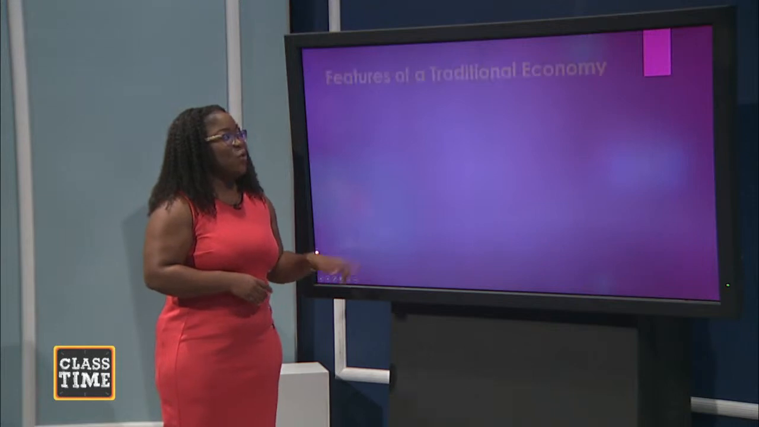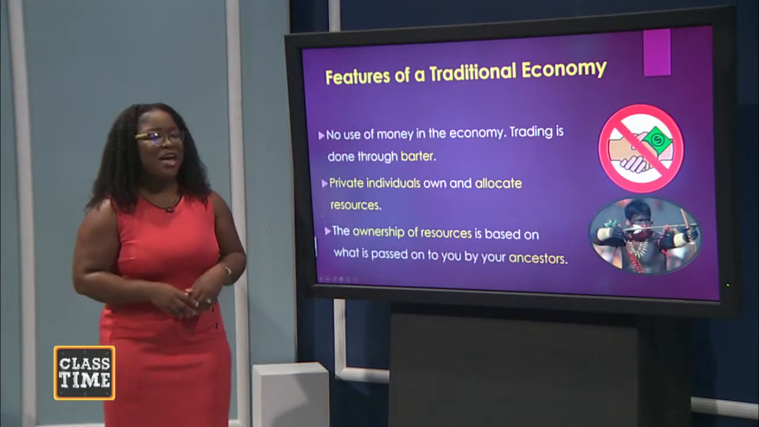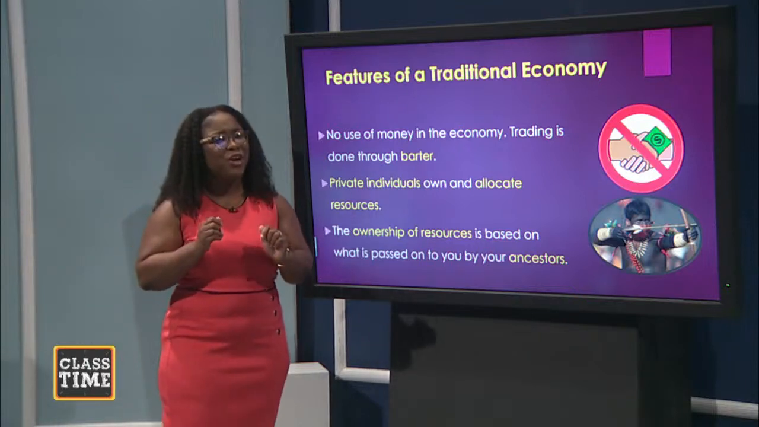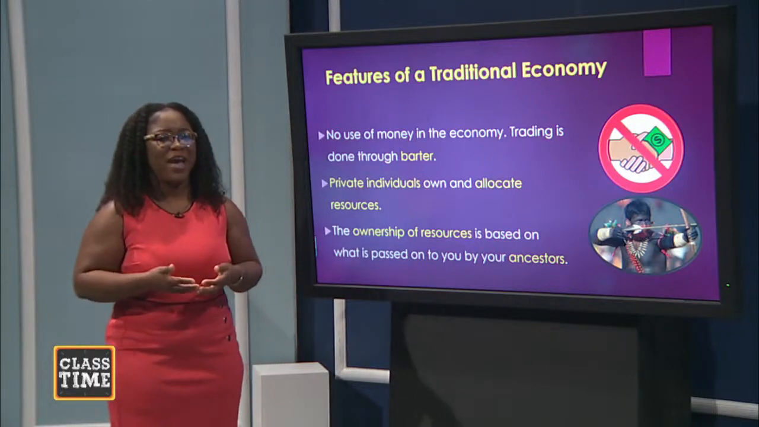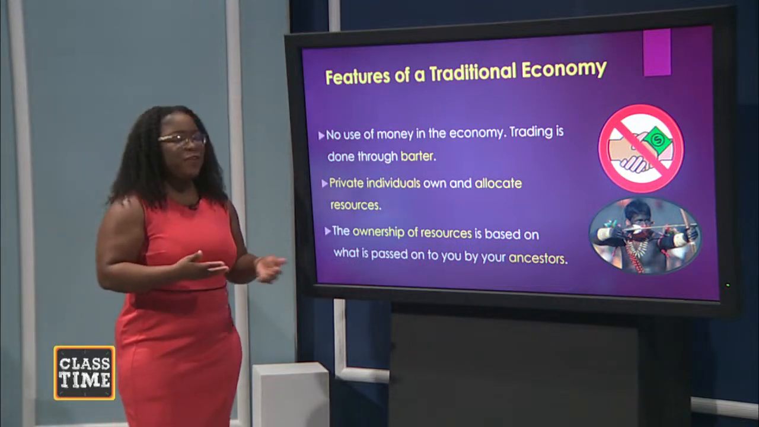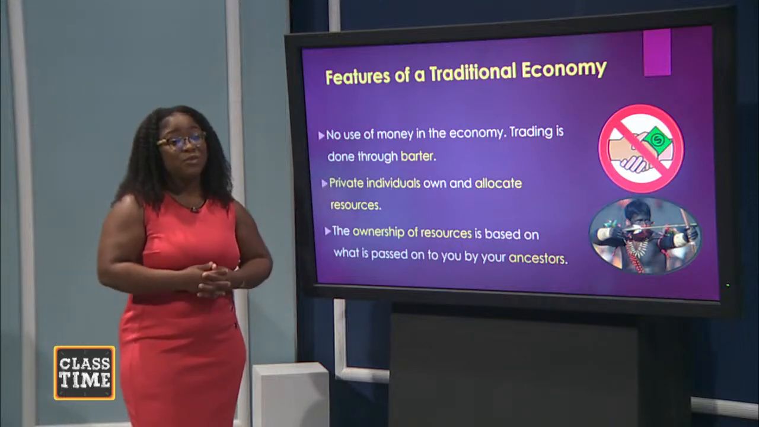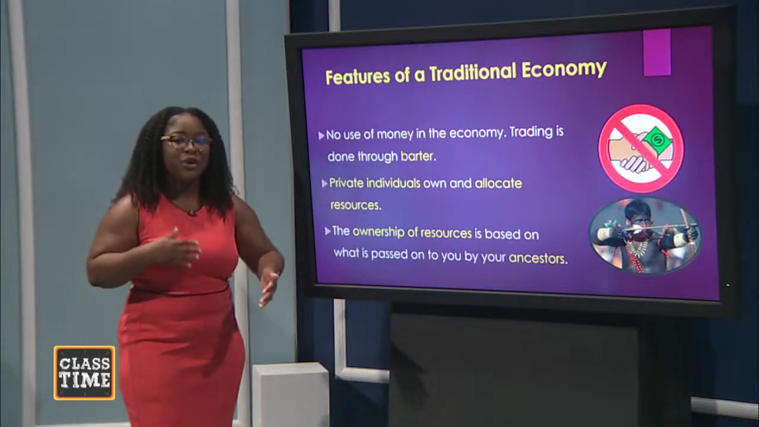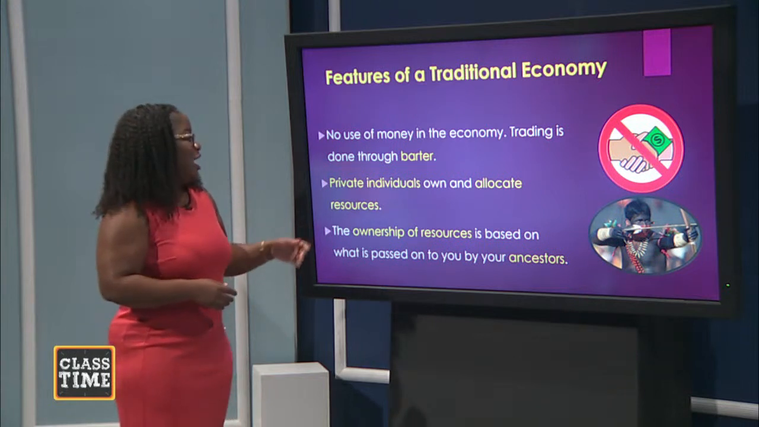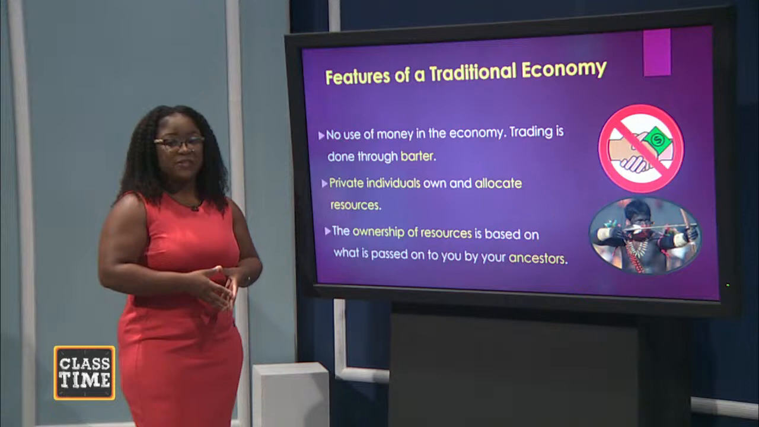Okay, let us now look at some features of the traditional economy so that just in case we hear a little description of this economy, we can identify that, yes, this is a traditional economy. So first and foremost, we said that they do not use money. The primary system of trade is barter. So they trade goods and services. And private individuals own and allocate resources.